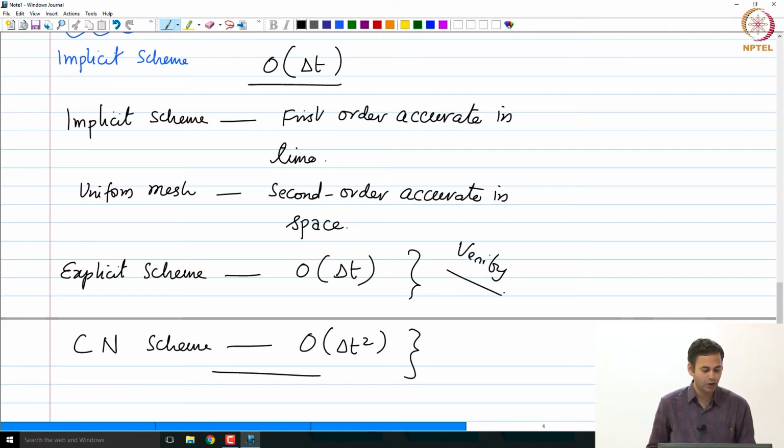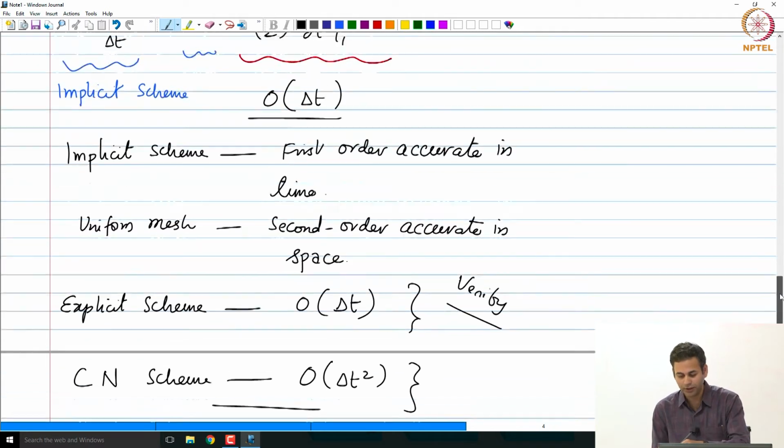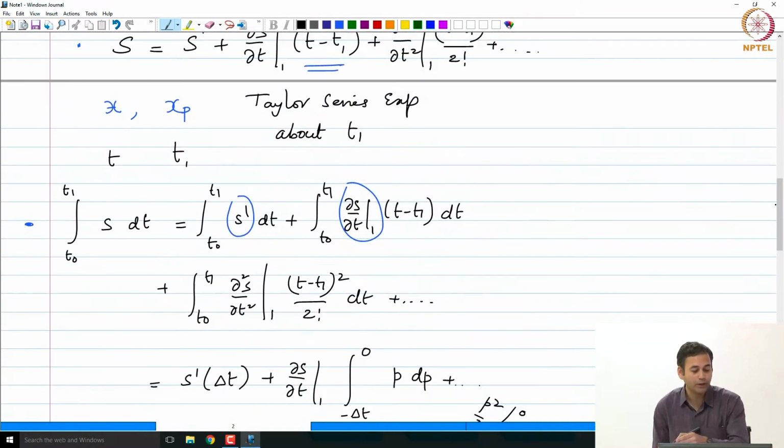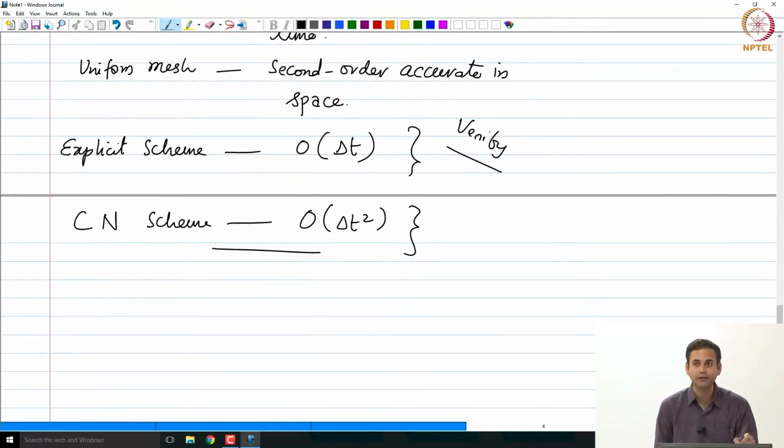Now, how would you go about calculating the temporal error for explicit scheme? What is that you would change in the beginning? You will expand about S0 and so on. What about Crank-Nicolson scheme? Where would you expand about? S half. So, that is what you have to try and see whether you are getting the delta t square for the Crank-Nicolson scheme or not. So, that is for you to verify. Questions on this till now?